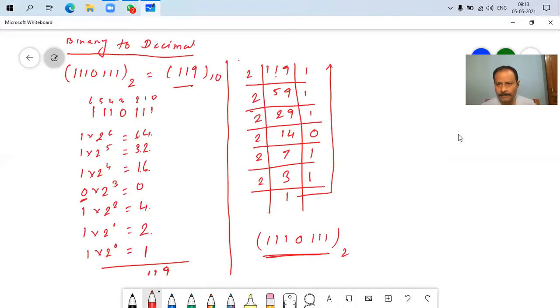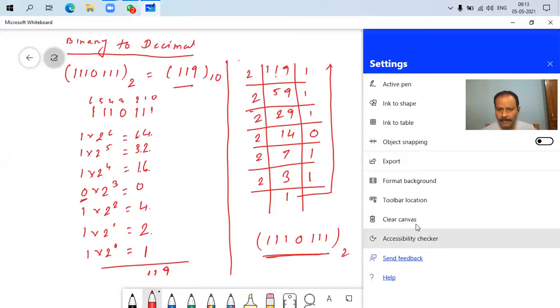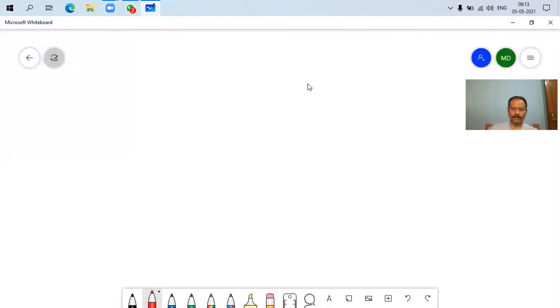And the next part is addition of binary numbers. When we do addition of binary numbers, you have to remember that it is not as simple as decimal numbers. 1 plus 1 doesn't become 2. Here 1 plus 1 becomes 10. 10 plus 1 is 11, but 11 plus 1 is 100.